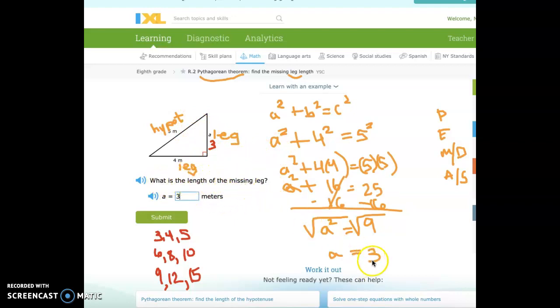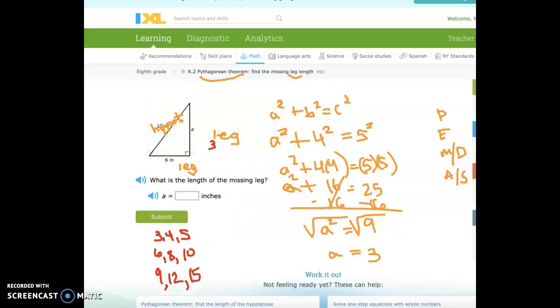We've solved it. We got 3. It's 3 meters. We don't have to type in meters here. It's just the number 3 because it already has meters labeled. All right, submit, and it's good.